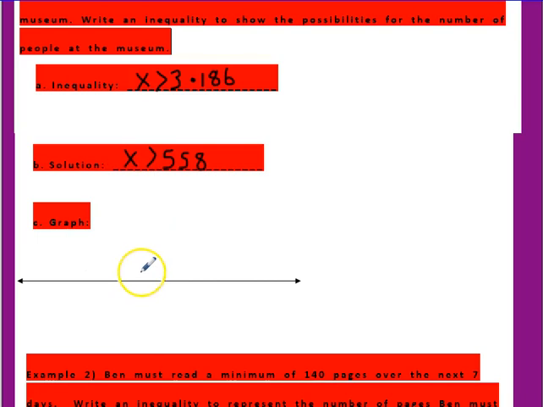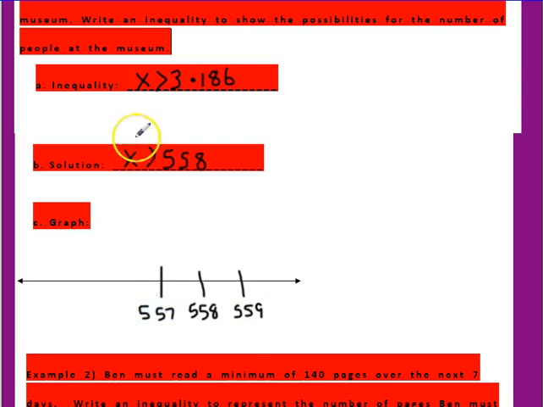So we will put some lines here. And you always want to put at least 3 lines. So we want to put our number on the middle line, 558. So this is 559. What do you think goes before it? 557, right?